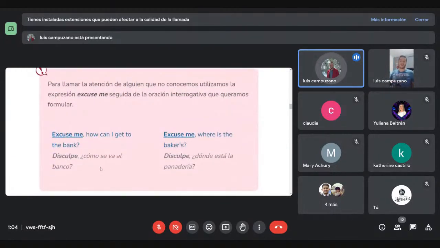Now, if you want to be very polite and you also want to get somebody's attention, you say, excuse me, how can I get to the bank? Excuse me, where's the Baker's? Baker's is British. In American English, they would say bakery. And so this is a very good way to get somebody's attention, but also to be very polite.